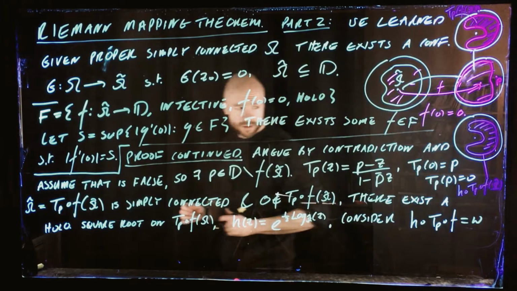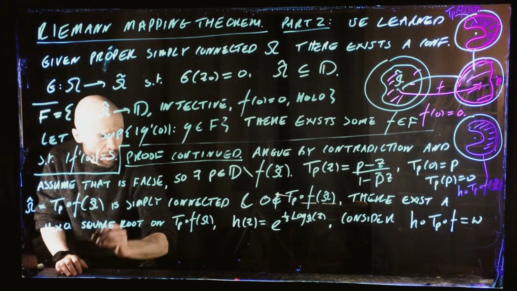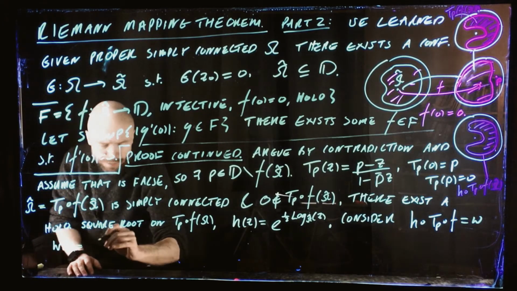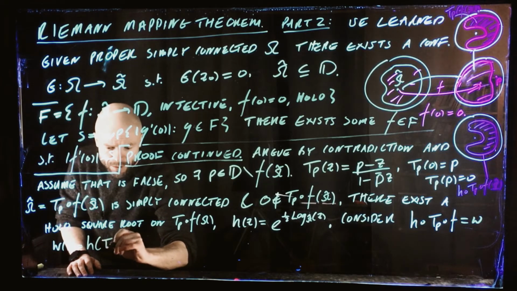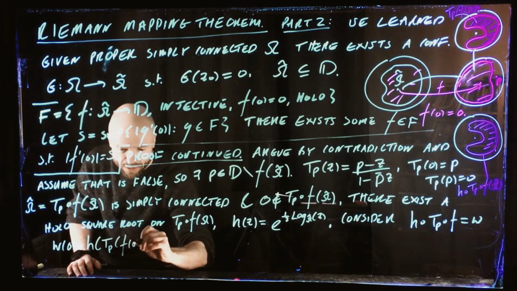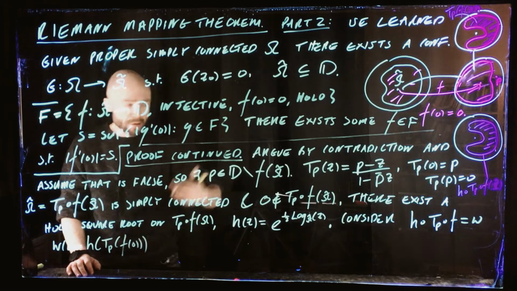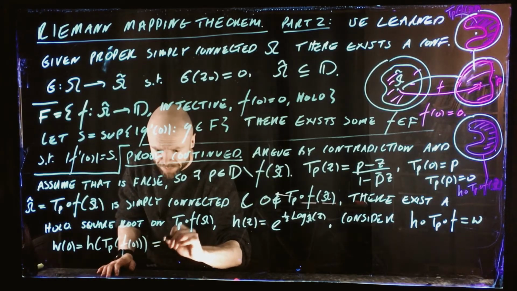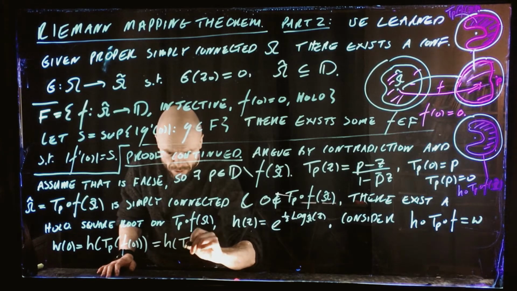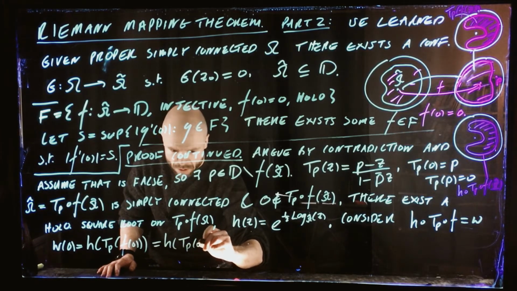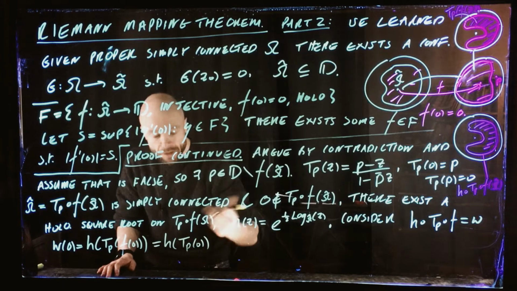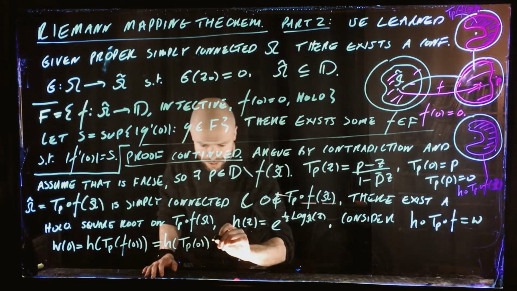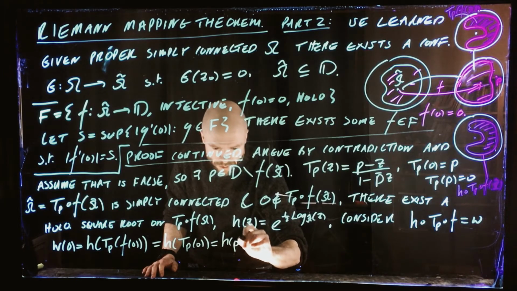Let's see what W of 0 does. So W of 0 is H of T of P of f of 0. f of 0 is 0 because it's in that function class. That's this property here. So this is H of T of P of 0. T of P of 0 is just P because T of P just swaps 0 and P. So then this is H of P, actually.